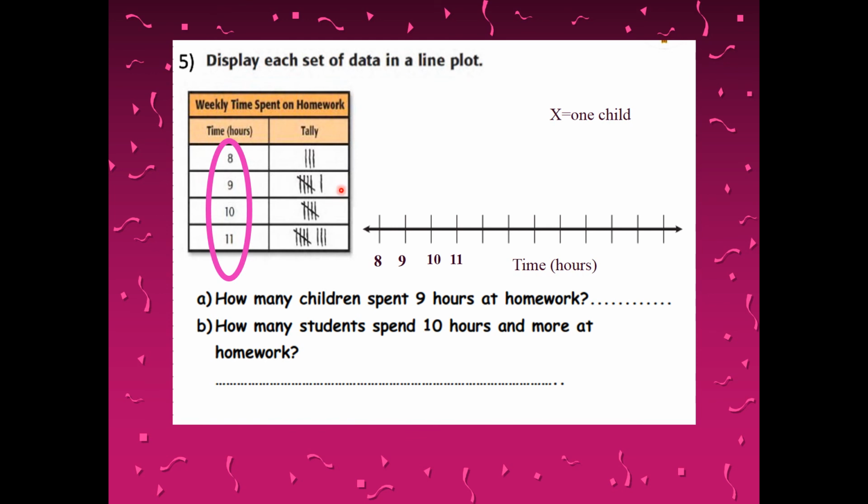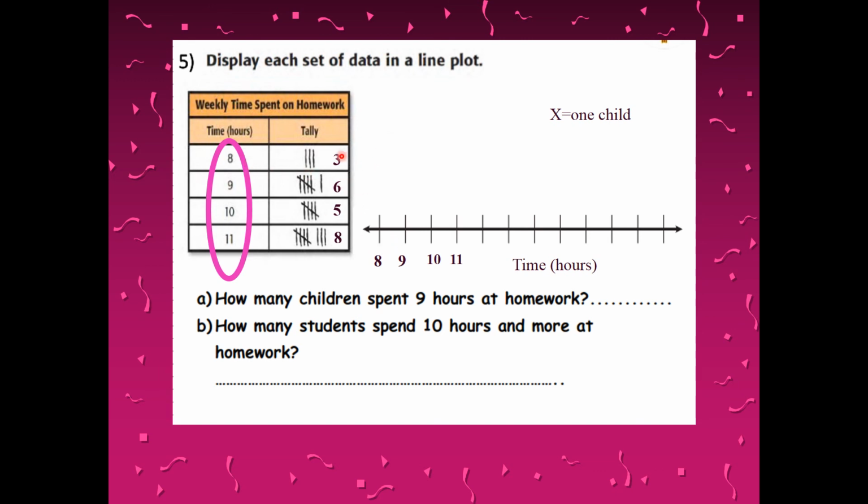So let's see how many children spend 8 hours. Here we're gonna find 3 tallies. And how many spend 9 hours? 1, 2, 3, 4, 5 and 6. And how many spend 10? Only 5. And how many spend 11? 8.